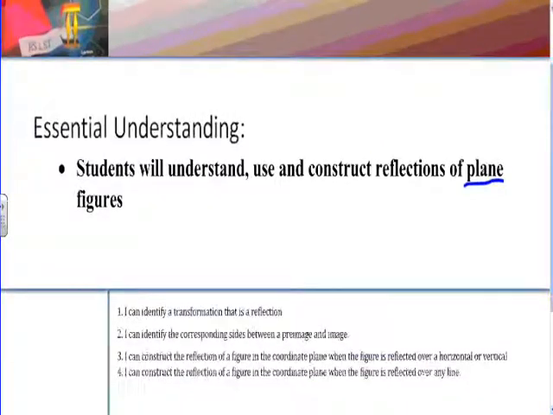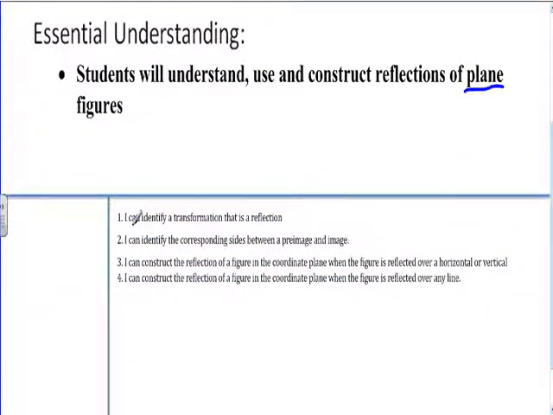Okay, so our success criteria for this is we want to be able to identify a transformation that is a reflection. We want to be able to identify the corresponding sides between what we call a pre-image and an image, and so we'll talk about what those two things mean. We want to be able to construct the reflection of a figure in the coordinate plane when it's reflected over a horizontal or vertical line. And then we also want to be able to construct a reflection of a figure in the coordinate plane when the figure is reflected over any line, not necessarily a horizontal or vertical line.